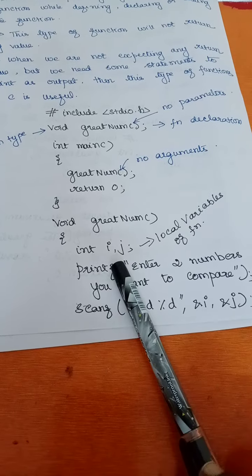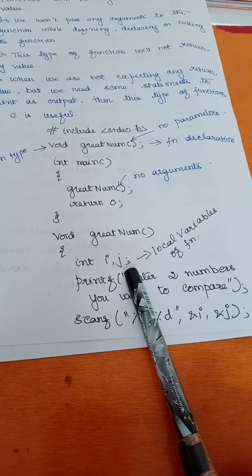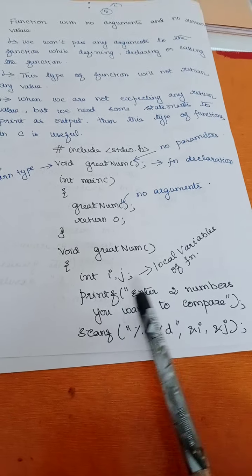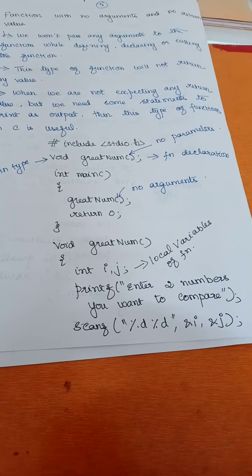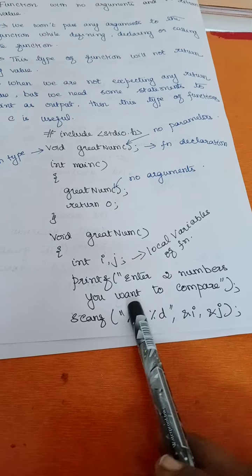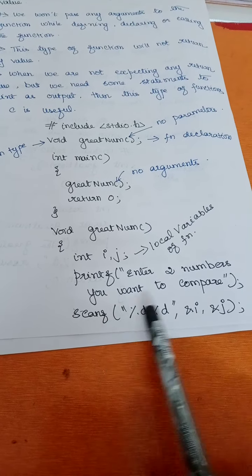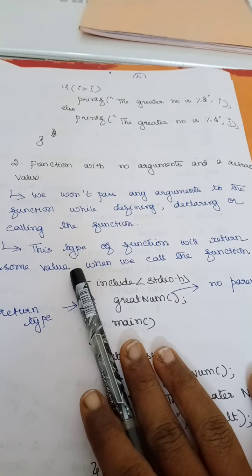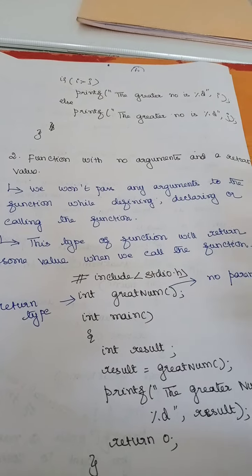Inside the function also I can write, just as we write in main, in the same way. So int i, j and printf enter the two numbers. Sorry, it is not to compare. Yes, the greatest of two numbers. So enter the two numbers you want to compare, and I am reading the two numbers using scanf, &i and &j. And if i is greater than j, I am writing the greater number is i, else I am writing the greater number is j.